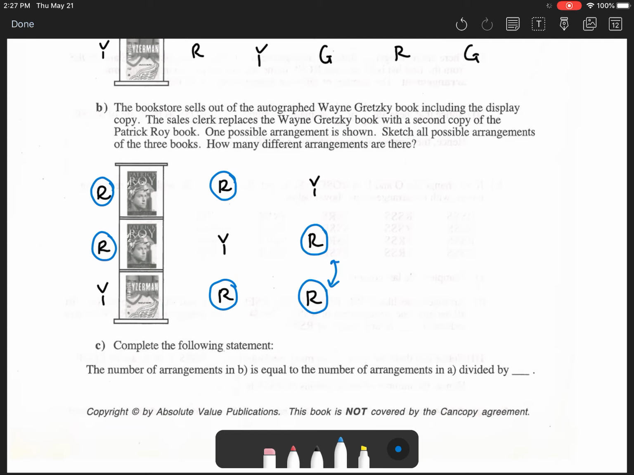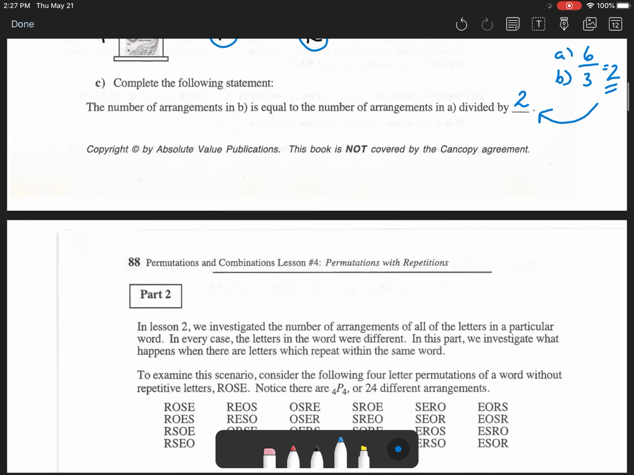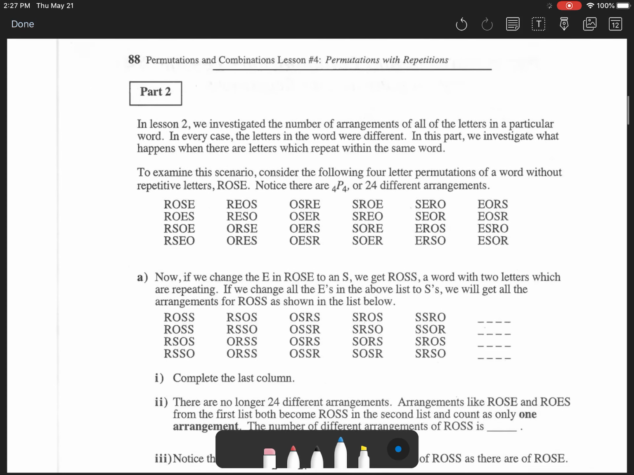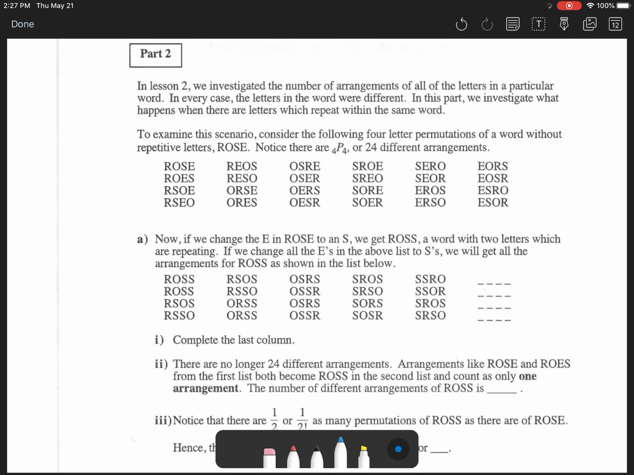At the bottom it says, complete the following statement. The number of arrangements in B was equal to the number of arrangements in A divided by 2, because there were 6 ways in part A, and I divide by the 3 ways that were in part B. So that answer is 2, and that's how I get this value right there. So you can see with repetitions there are fewer permutations.